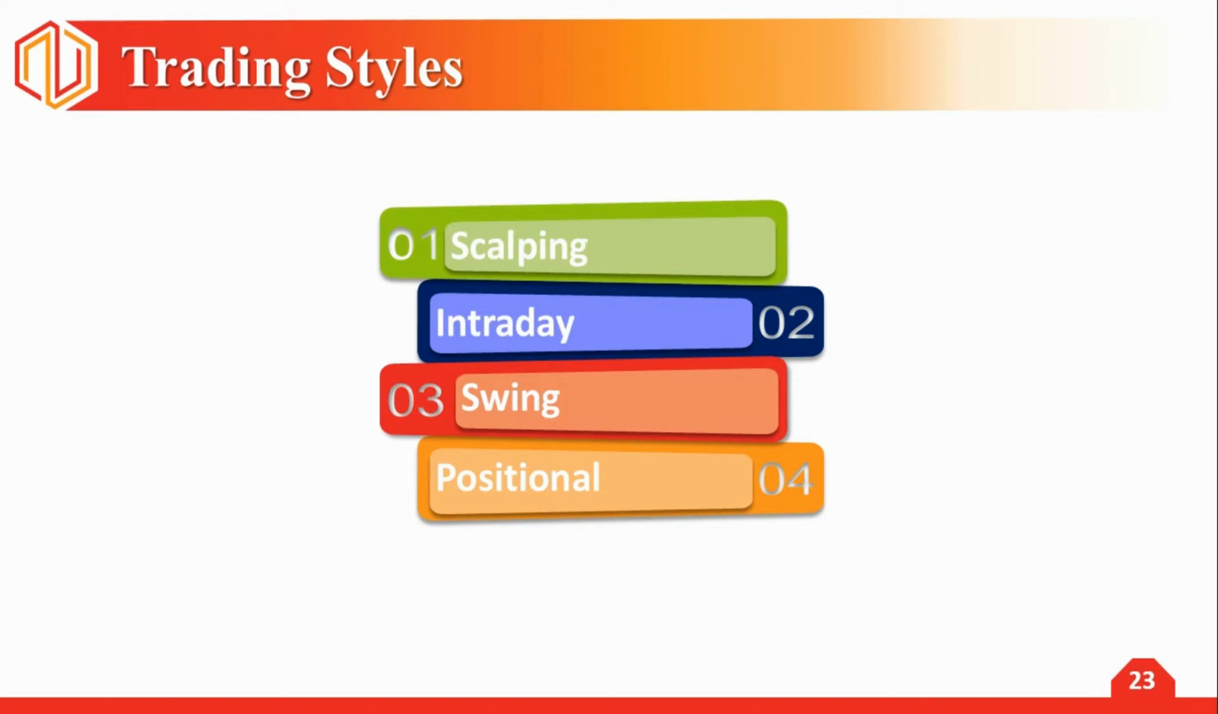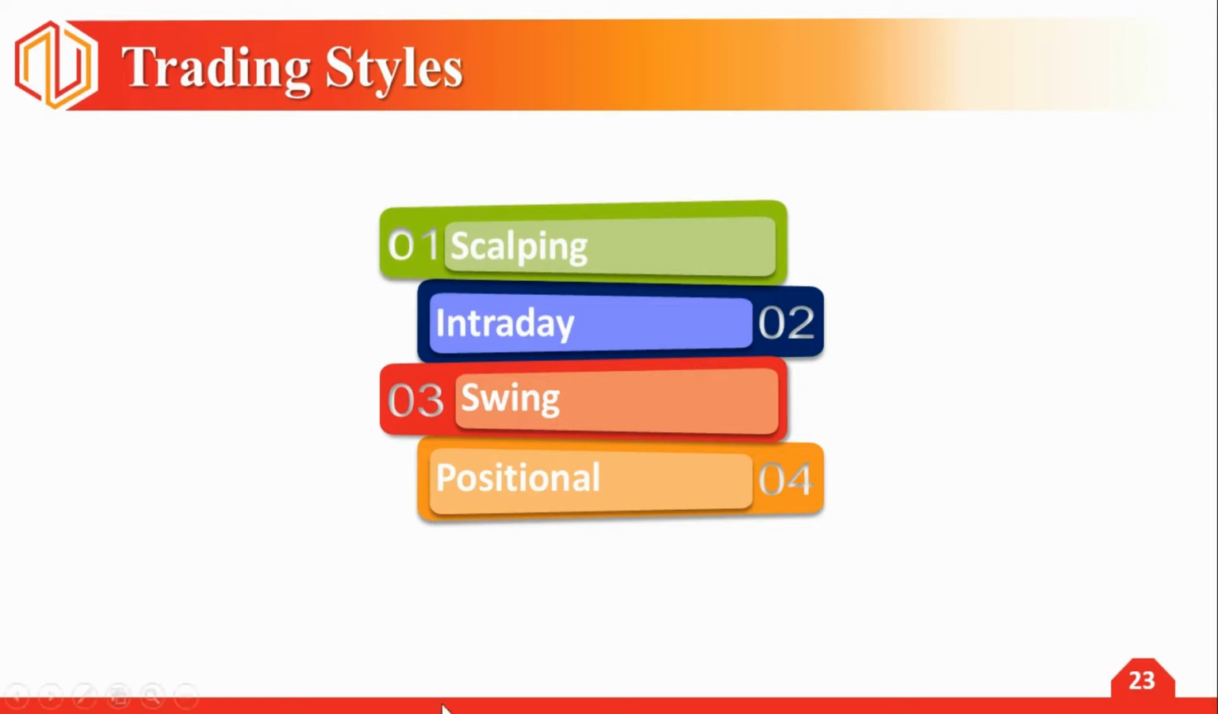Now let's start with the four primary trading styles. We have scalping, intraday, swing trading, and positional trading. Right? The order in which these trading styles are listed is the same order in which we will be looking at them in terms of time frames. Scalping is done on the lowest time frame. Then we move to a higher time frame for intraday trading, still higher for swing trading, and finally we go to larger time frames like the weekly and the monthly for positional trading.